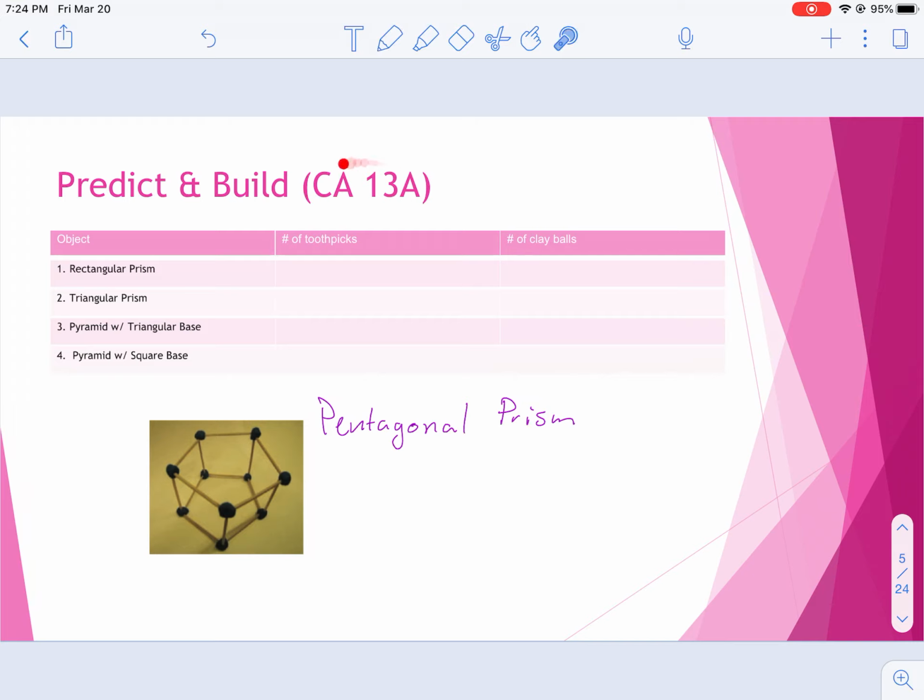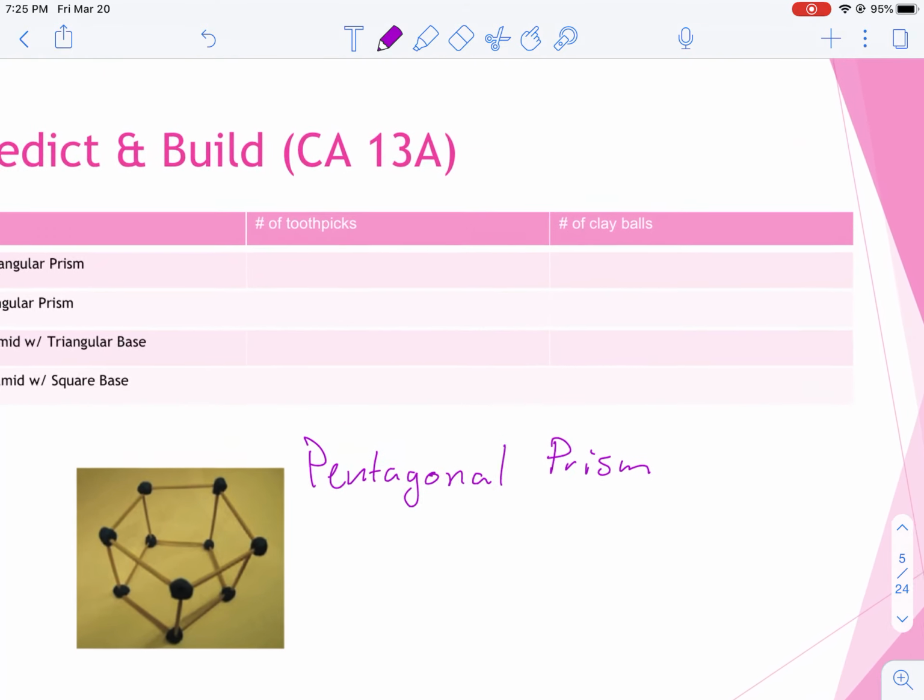Now, if you look at class activity 13A, it will outline this a little bit more, but it basically challenges you to make some polyhedra using toothpicks and gumdrops or little clay balls. So maybe if you have a younger sibling or somebody, you could do that with them if you wanted to. But then it asks you to visualize and predict for a rectangular prism. How many toothpicks would it take? So pause a minute and think about if you had a rectangular prism, how many toothpicks would you need, and how many clay balls would you need?